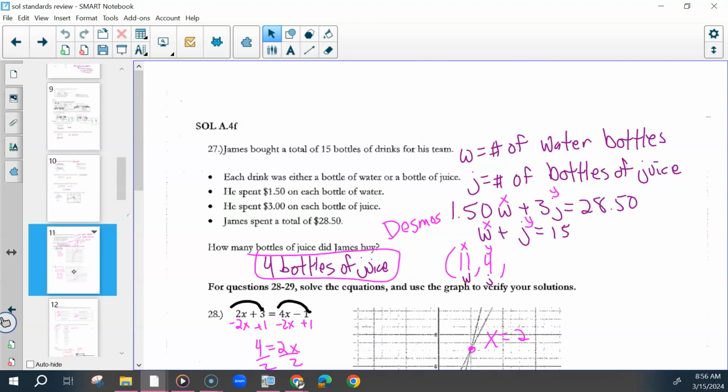For F, that was your systems word problems. So you would have had to define two variables. If you're putting it into Desmos, use x and y, and then type in your two equations: 1.5x plus 3y equals 28.5, and x plus y equals 15. Look at where they cross, and then figure out which variable you're looking for, so that the answer was 4.